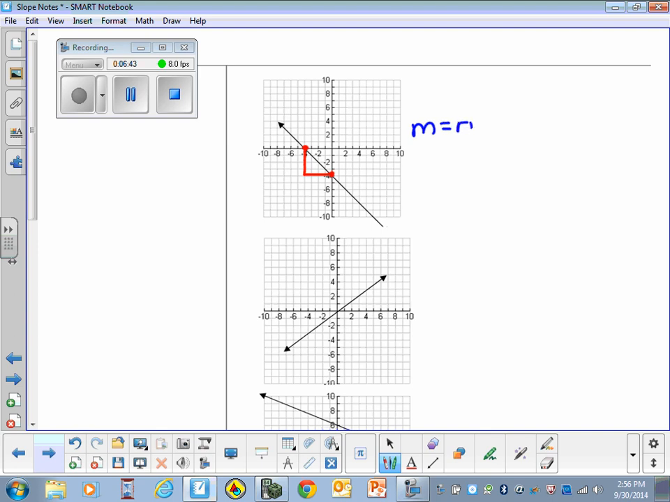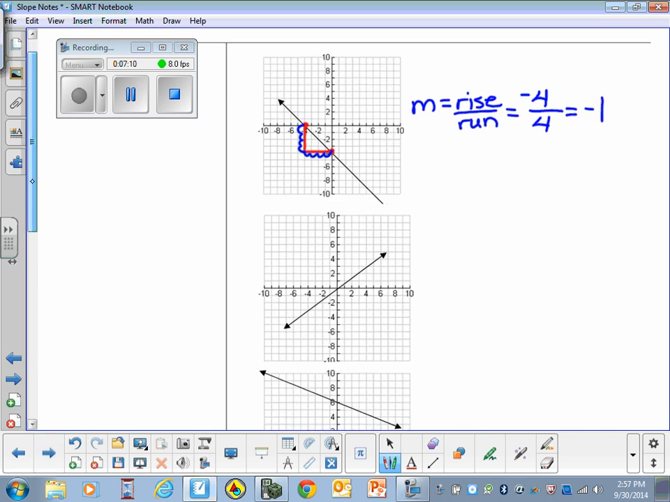Slope equals rise over run. So I need to count the spaces going up. 1, 2, 3, 4. Over. Count the spaces going across. 1, 2, 3, 4. Now this line is coming down, so it's going to be negative. And negative 4 over 4 is negative 1. You do have to simplify your fractions.